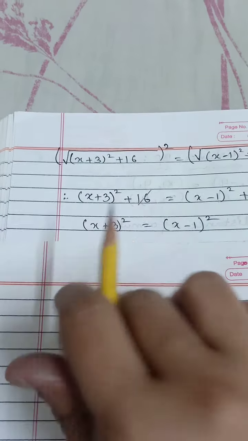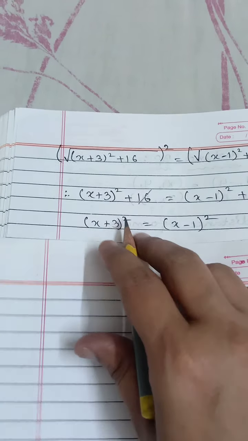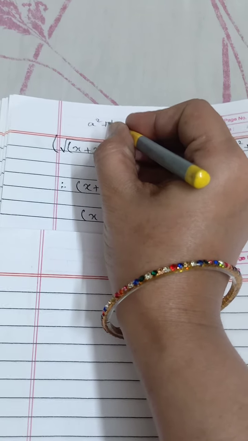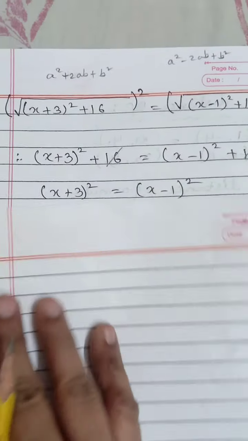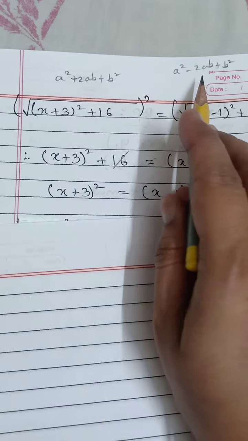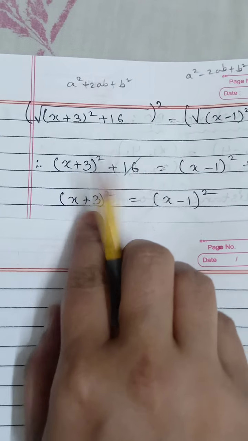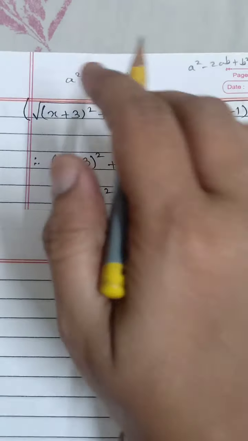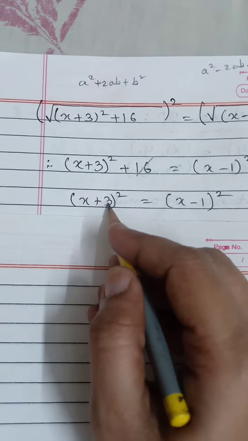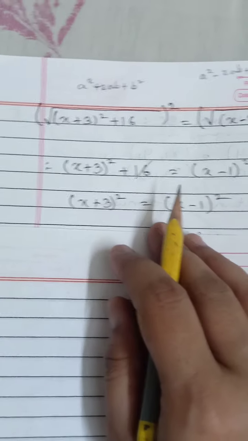So the expansion of a plus b the whole square is a square plus 2ab plus b square. I will write here both the formulas, a plus b the whole square and a minus b the whole square. So first is a square, that is nothing but x square, then plus 2ab, that means 2 into x into 3. So 2 3s are 6, and then x. Then b square is nothing but 3 square, so it will be 9.